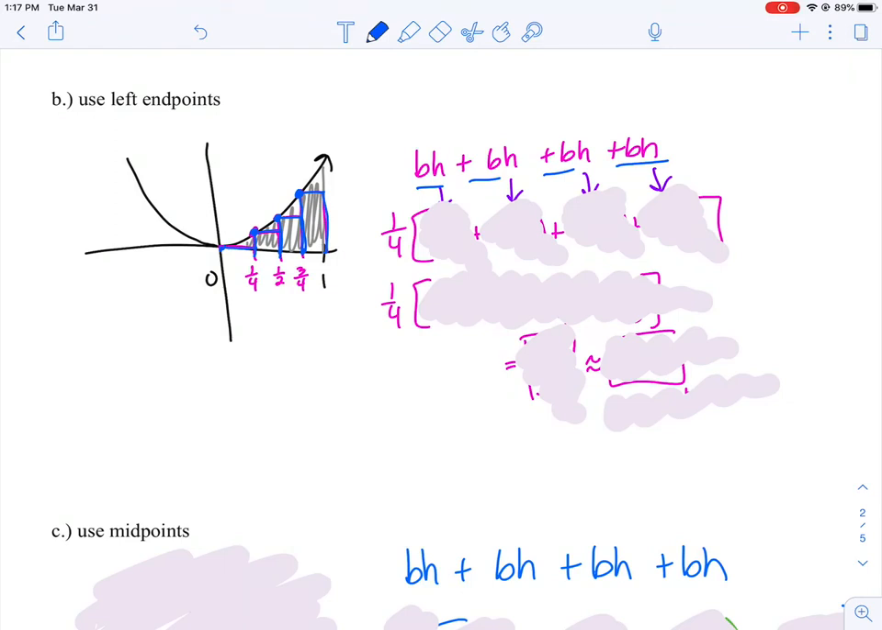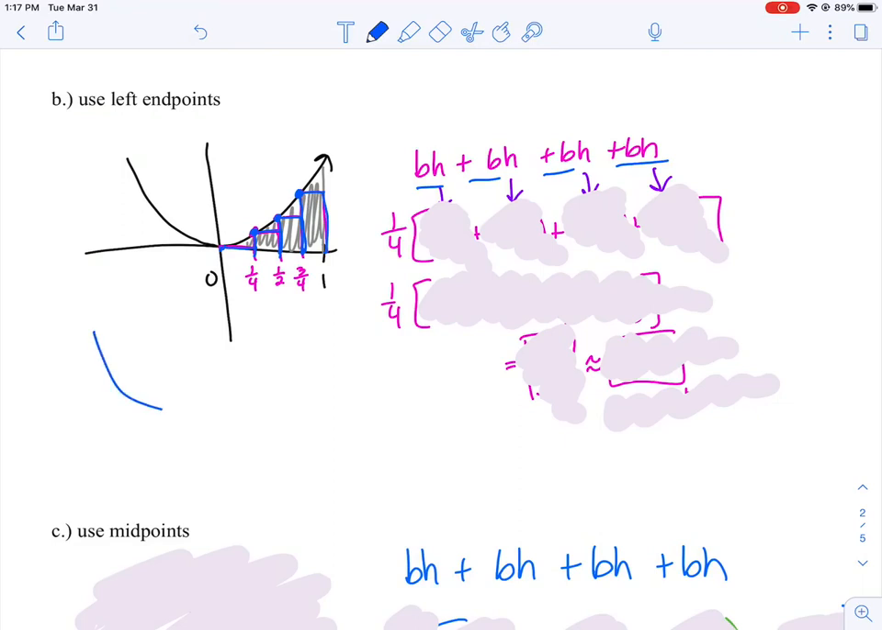You notice now that my four rectangles are all below my function, and so when I find the area using these four rectangles, my answer is going to be too little. It's going to be an underestimate. And so that always works that way. If my function is increasing and I'm using right endpoints, then my rectangles are always going to be above and it's always going to be an overestimate. If my function is increasing and I'm using left endpoints, then my rectangles are going to be below, and so I'm going to have an underestimate.